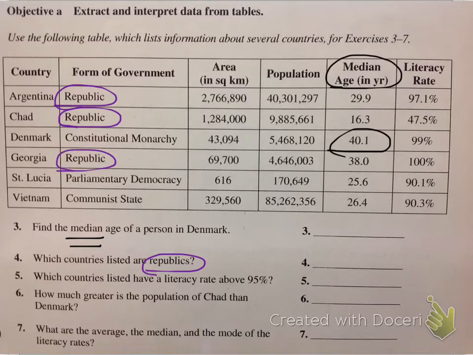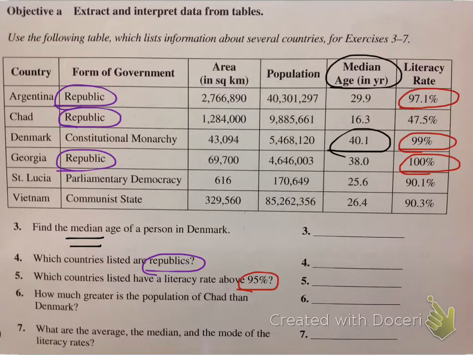Now, which countries listed have a literacy rate above 95%? Well, that would be Argentina at 97.1, Denmark at 99, Georgia at 100, and it looks like just those three meet that criteria. Now, number 6 and number 7, we actually are asked to do some computation based on the information in the table. So the first 3 questions, we were just being asked information that we could pull from the table. Now we're going to have to start using some of that information.